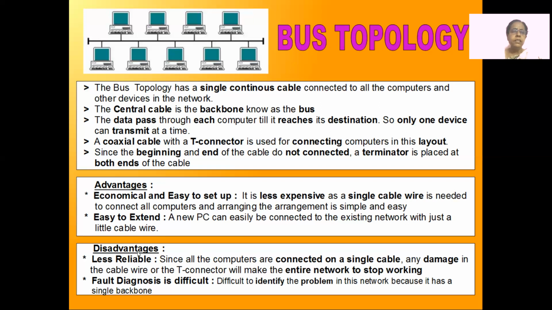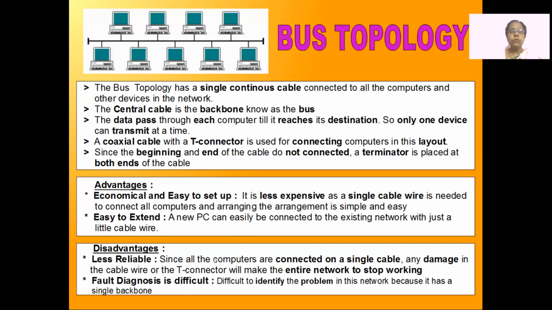And what are the disadvantages? It's less reliable because they are connected on a single cable. So even if the cable gets damaged, what will happen? All the computers, they'll not be able to pass the data and all stop working. So it's less reliable because all computers are connected on a single cable. So any damage in the cable or in the T connector, it will make the entire network to stop working.